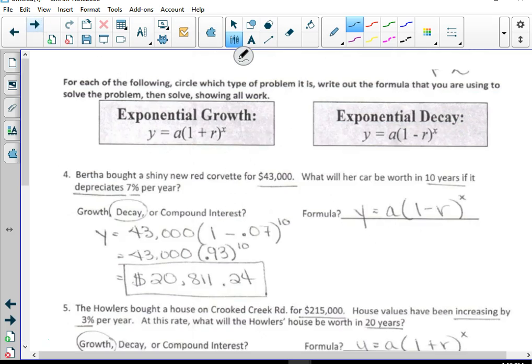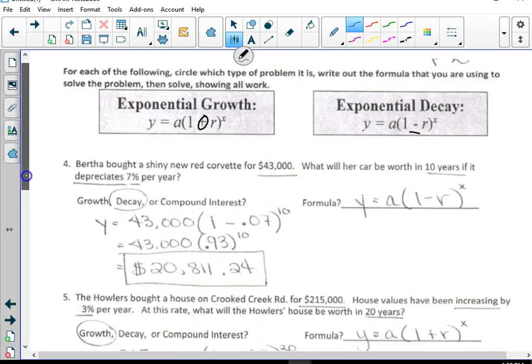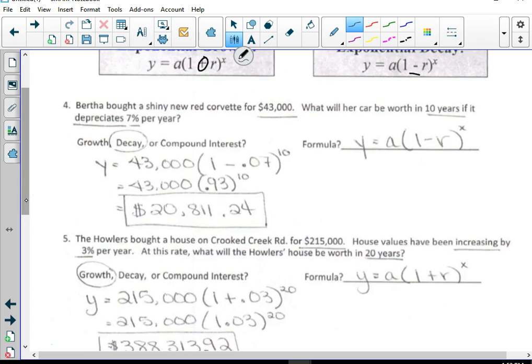Okay, here are your two formulas for growth and decay. Growth obviously has a plus sign. Decay obviously has a negative sign, because you're losing money or whatever. So, Bertha bought a shiny new red Corvette. Okay? This is the initial amount. That's the number that goes out in front. Right there. A.